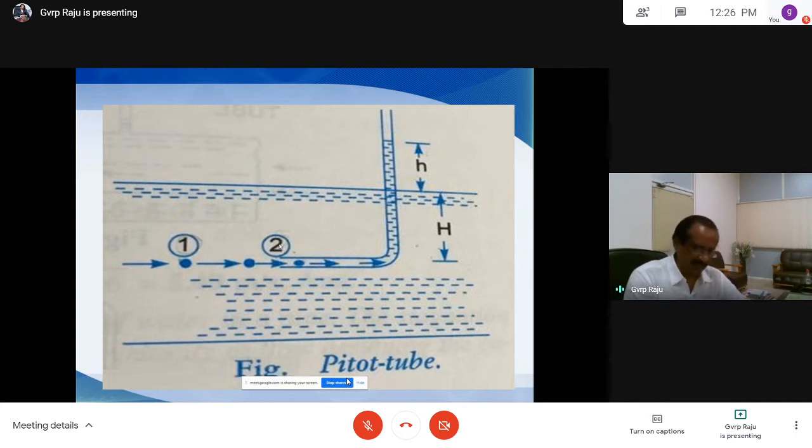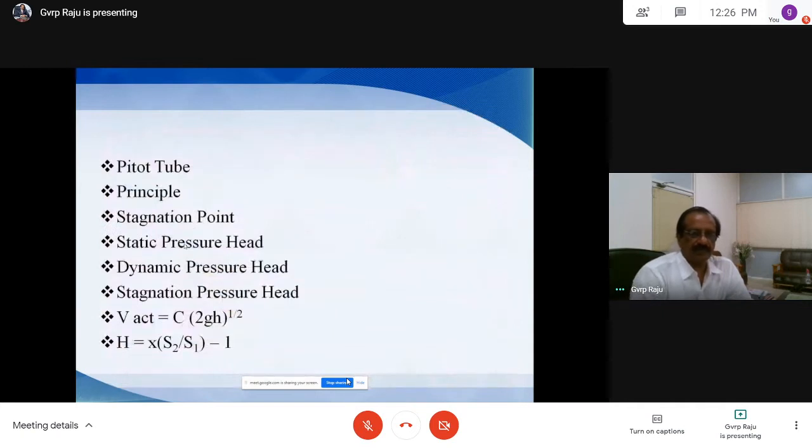So the final equation is H naught, H here, h plus velocity, which is not known, V square by 2g, and Z1 is equal to Z2 equal to 0, and P2 is equal to H plus h, and velocity 0, Z2 0. So finally the velocity is equal to square root of 2gh, where h is the dynamic head, not the static head. So stagnation point, static pressure head, dynamic pressure head, stagnation pressure head. The actual velocity is equal to C times square root of 2gh.